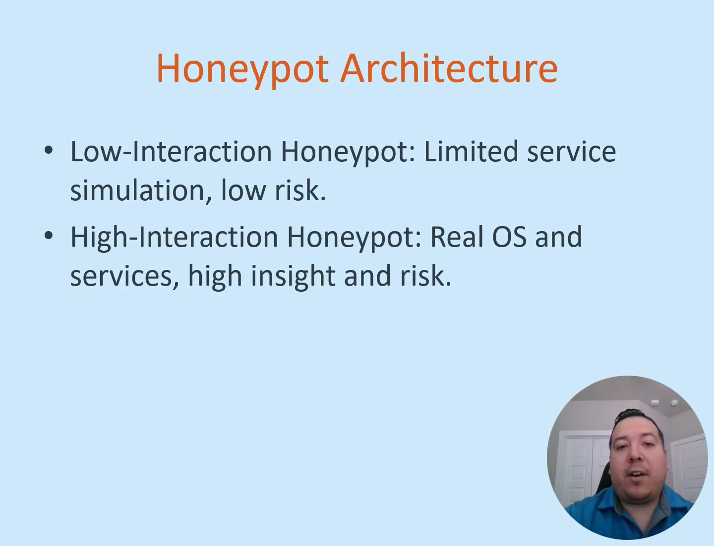So as far as the architecture of honeypots, there's going to be two common architectures. First, we're going to have low interaction honeypots, which simulate just a few services. These honeypots are low risk, but they provide very limited data. On the other hand, we would have high interaction honeypots, which are full operating systems. These honeypots offer deeper insights, but they also carry more risks since they can be exploited if they're not isolated properly.